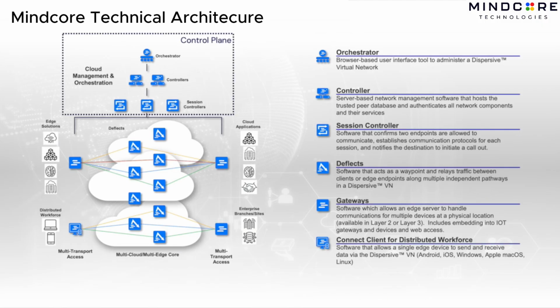Let's start with the control plane. The orchestrator, controllers, and session controllers work to convert provisioning and configuration into the actual functionality of the network. The orchestrator is the web-based UI used to do the provisioning. This sits on top of a REST API that can be used for automation and scripting. The controllers are the brains of the network. They're responsible for generating encryption keys, authenticating the various nodes within the network, and distributing in real time all the provisioning to the various components.